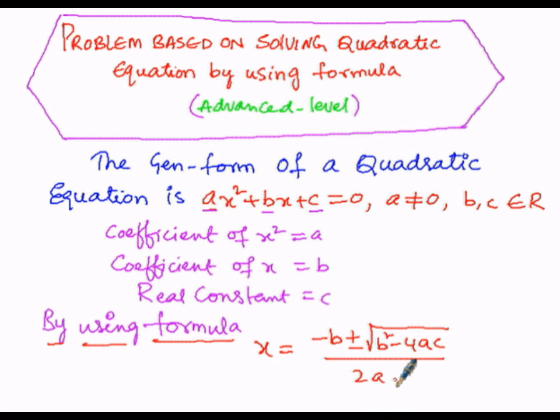Since this quadratic equation, ax square plus bx plus c equals to 0, is of second degree, it has two roots, one positive, the other negative. So let us perform an example, a problem based upon solving the quadratic equation, the QE, by means of formula. So now the problem or an example.